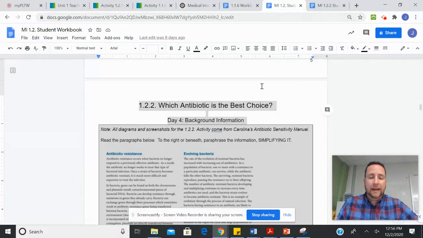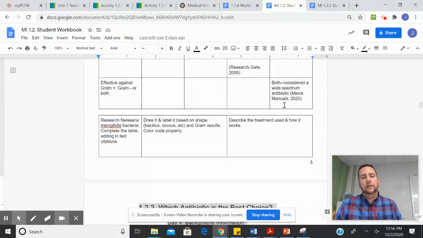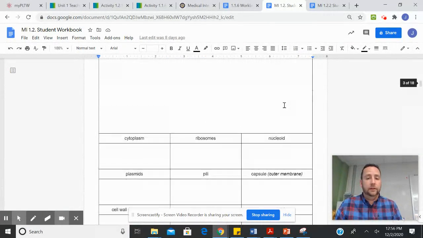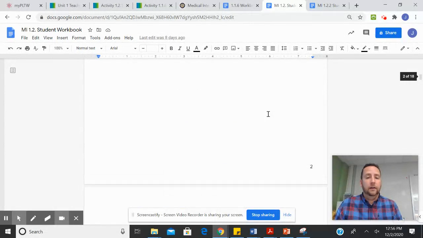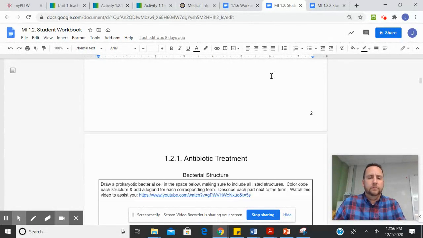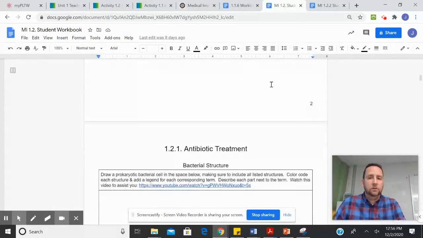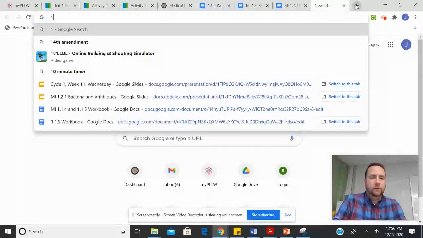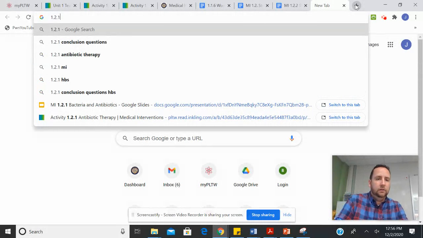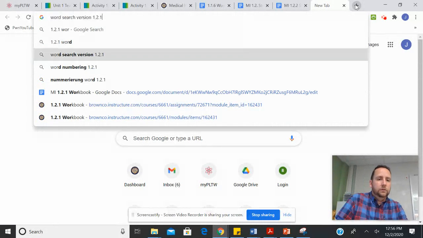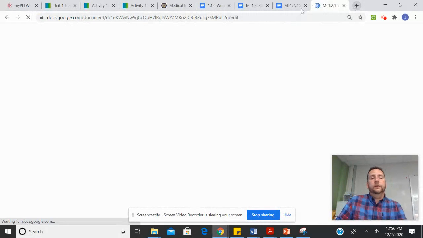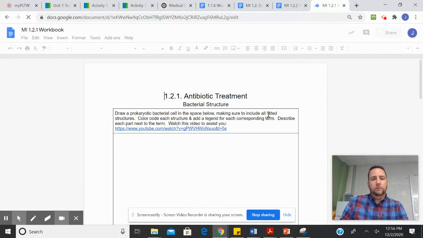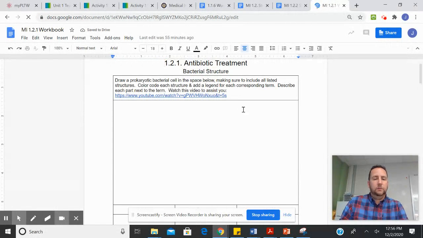By the time you come to class Thursday, you should have had this bacterial structure drawing done. Oh, I took the wrong one. Let me open that other one up real quick. 121 workbook. Yeah, so you should have had the drawing done of the bacterial cell. Okay, I'm going to talk about that a little bit.